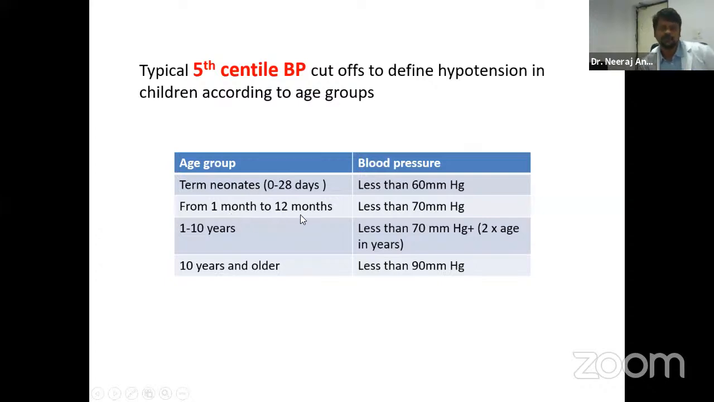or in an infant 1 month to 12 months of age, if the blood pressure is less than 70 millimeter of mercury, or in a child of 1 to 10 years of age, if the systolic blood pressure is less than 70 millimeter of mercury plus 2 into age in years. So if the child is 5 years of age and systolic blood pressure is less than 80 millimeter of mercury, it means that the patient is having hypotension. If the patient is 10 years or older and blood pressure is less than 90 millimeter of mercury, it indicates that the patient is in a hypotensive stage.